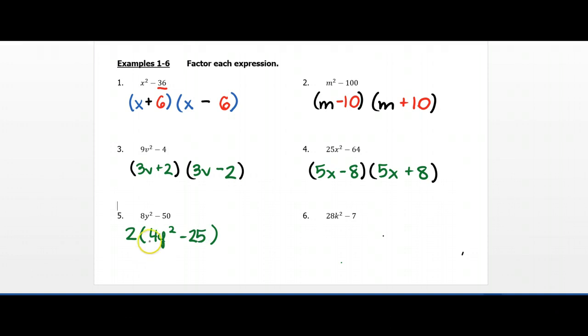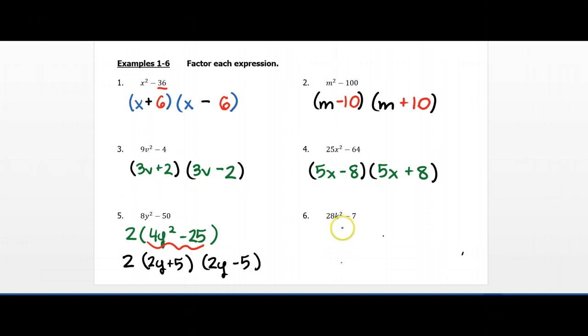From there, you need to recognize that this leftover part here is a difference of squares, and so you have to keep going and factor this further. So we have our 2 out front that we pulled out. 4y squared, the square root of that is 2y, so this would be a 2y here and here. The square root of 25 is 5, so this would be a plus 5 here and a minus 5 here.